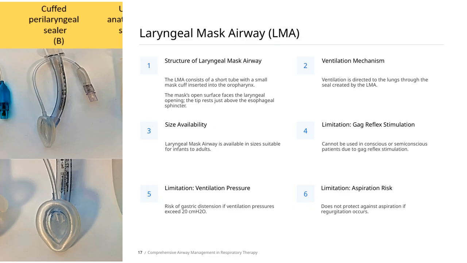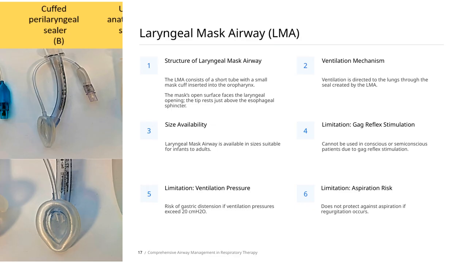Moving on to the ventilation mechanism, the LMA creates a seal in the oropharynx that directs air into the lungs. However, we have to be mindful that if ventilation pressures exceed about 20 centimeters of water, there's a risk of gastric distension, which can lead to other issues like vomiting or aspiration. It's also worth noting that the LMA comes in a variety of sizes, suitable for everything from infants to adults, making it a versatile tool in airway management.